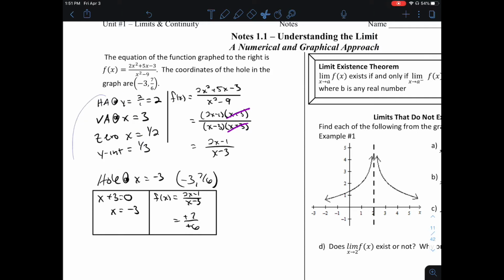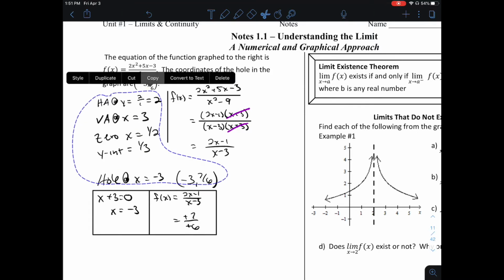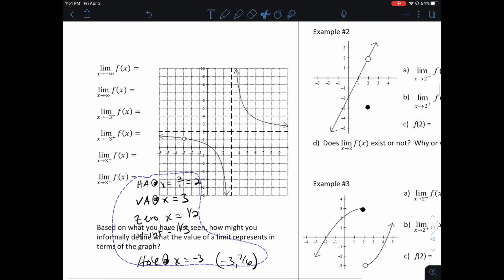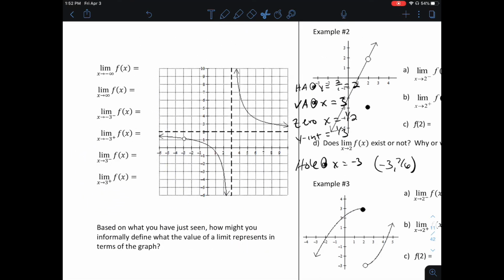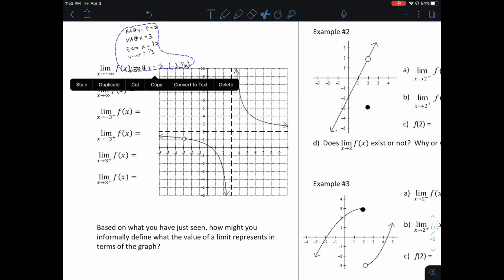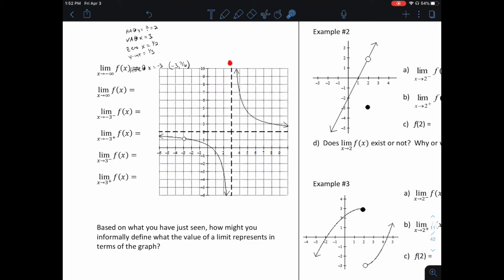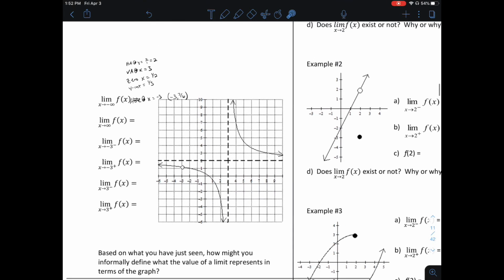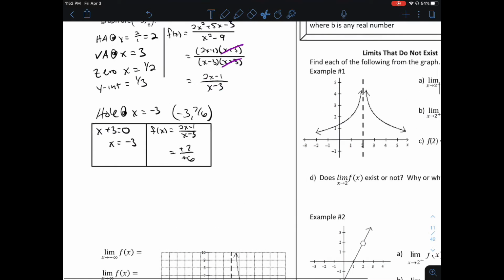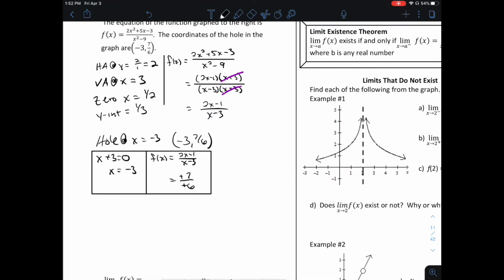We're just going to bring some of this information down just to confirm that all this stuff is true. So is there a horizontal asymptote at 2? Sure is. Is there a vertical one at x equals 3? You betcha. Is there a zero and x-intercept at 1/2? Sure looks like it could be. Is there a y-intercept of 1/3? Looks like it could be. So also there's a hole at negative 3, 7/6. That also looks like it could be true. So that's just a review of where these things come from.